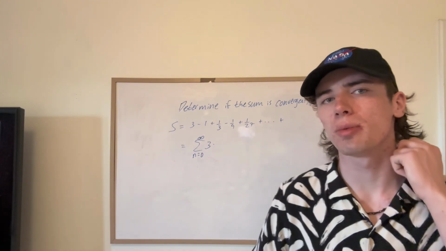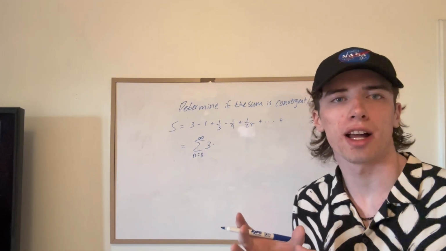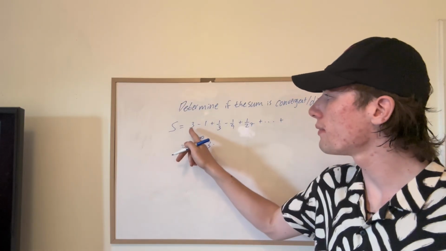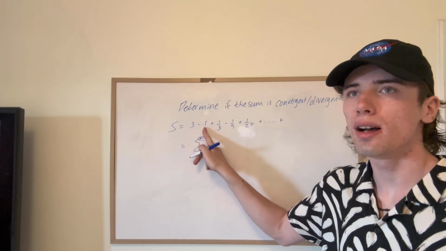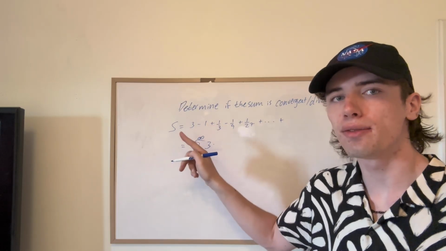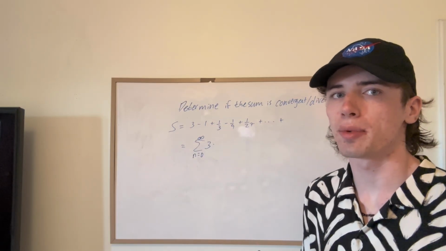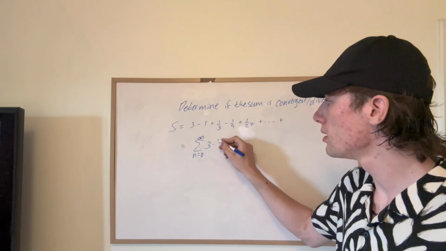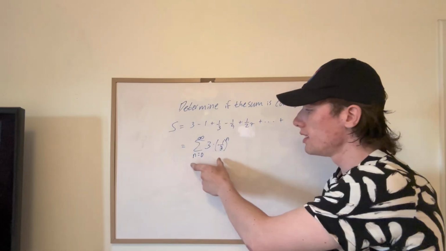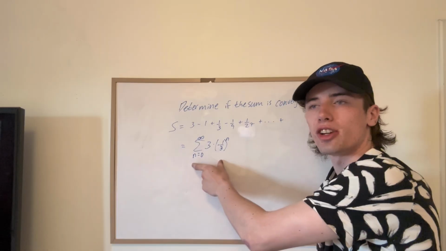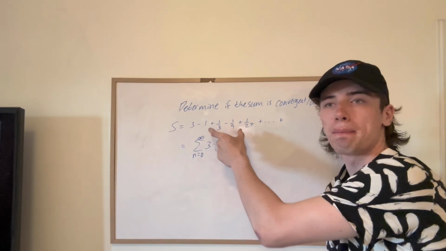And then what's our multiplying factor? r is the multiplying factor. So how do I get from 3 to minus 1? Well, I can multiply by negative 1 over 3. So I'm going to put that as my r value. Minus 1 over 3 to the power of n. And you can actually write this out term by term, and you'll get this thing up here.